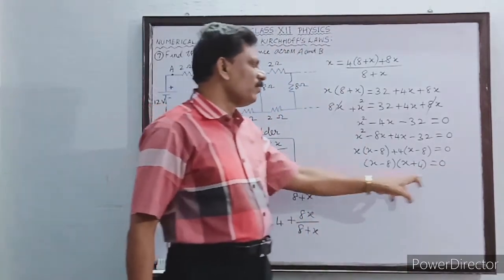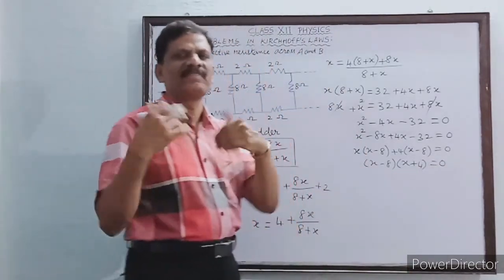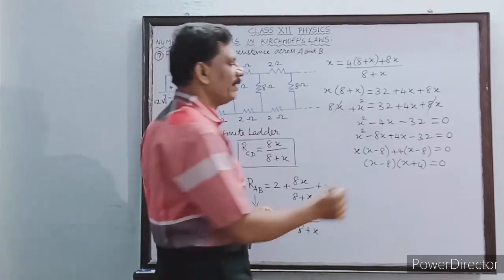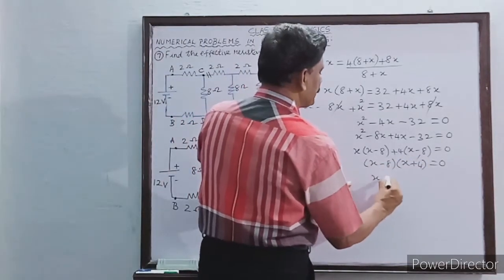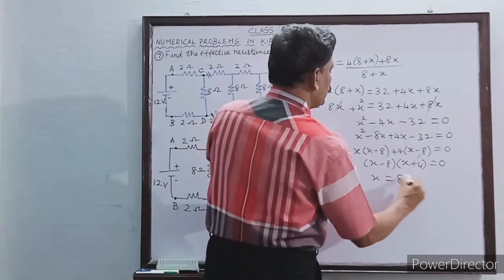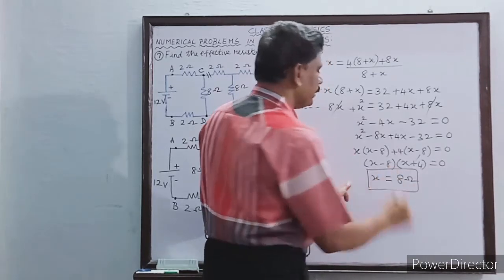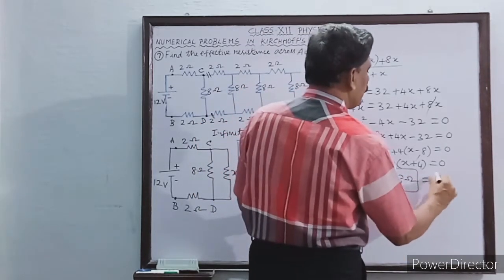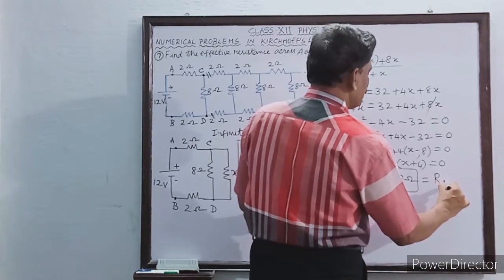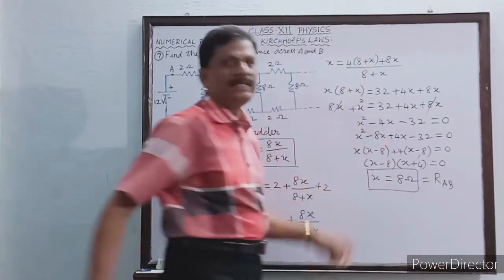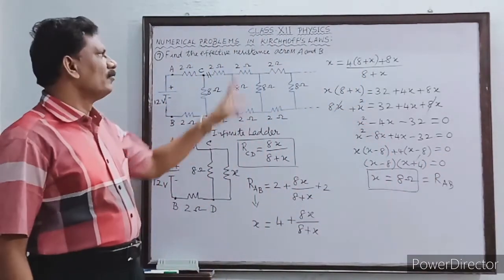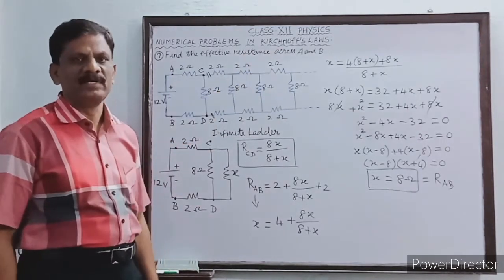So this x plus 4 is equal to 0. If you take, means that the value of x will be negative. So that value is ruled out. Therefore x is equal to what? 8 ohm. X is equal to 8 ohm, and this only is equal to what? The effective resistance between A and B. So in the sum only the effective resistance is asked between A and B.